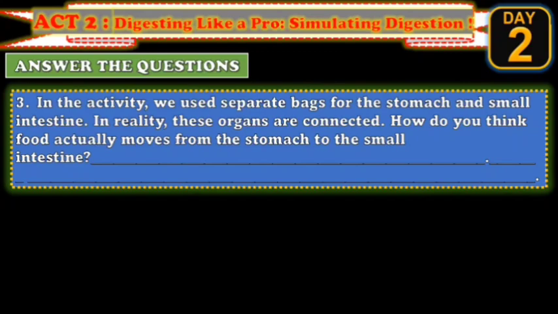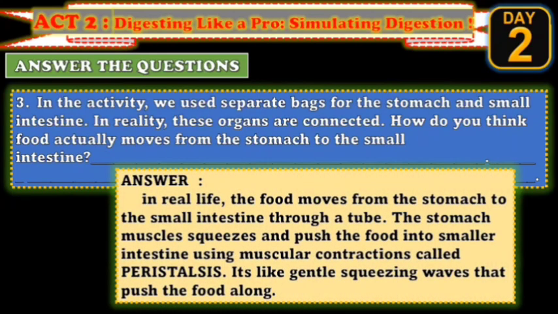Question number 3. The possible answer for this is, in real life, the food moves from the stomach to the small intestine through a tube. The stomach muscles squeeze and push the food into the small intestine using muscular contractions called peristalsis. It's like gentle squeezing waves that push the food along.